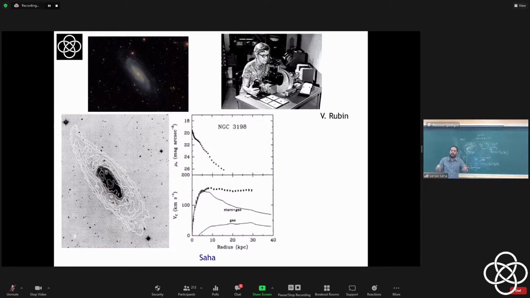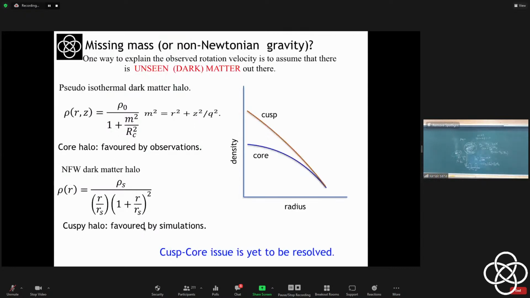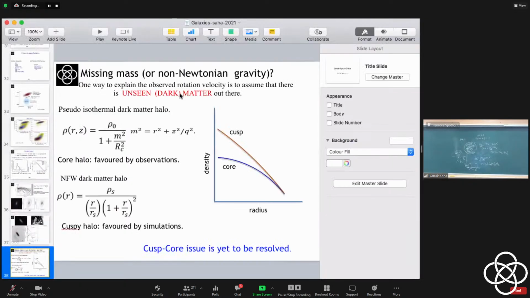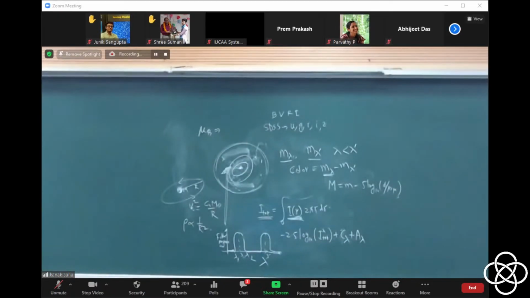So if it stays flat, you need to have some unseen matter. Okay, and one can show that this matter will have a density proportional to 1/r². Okay, this can be shown to produce the flat rotation curve, and this has been used to infer the dark matter in the galaxy. Okay, so I think I'll stop here, and I'll see if there are questions, then come back.